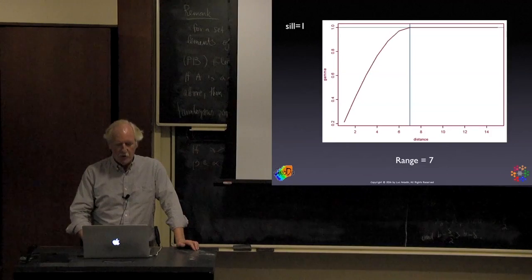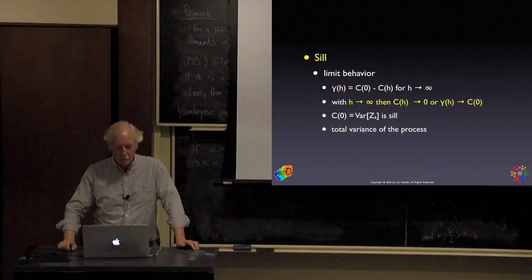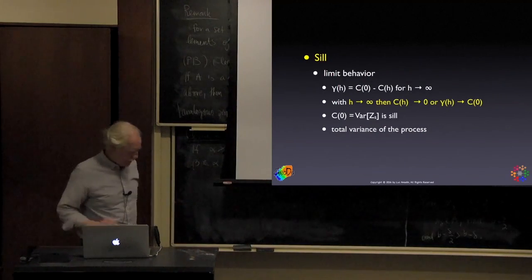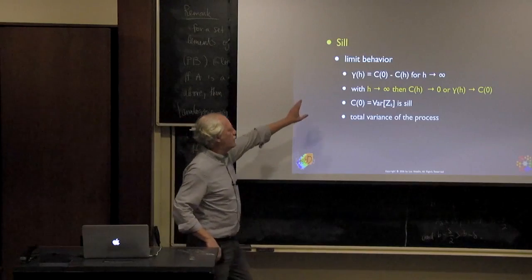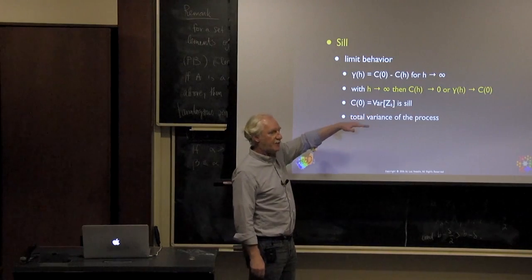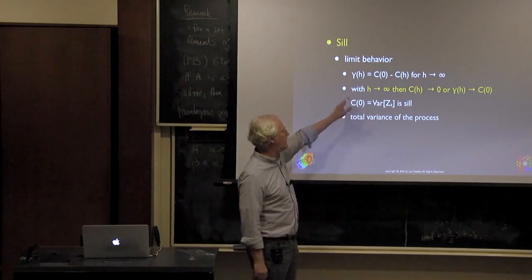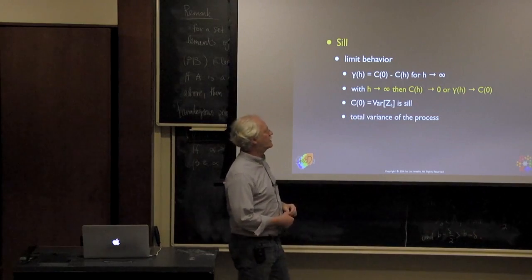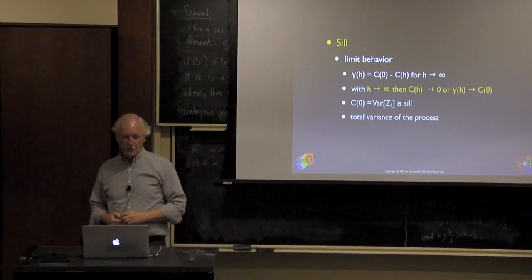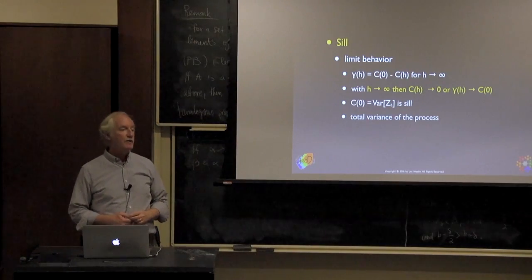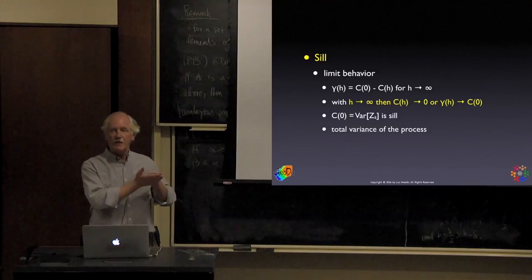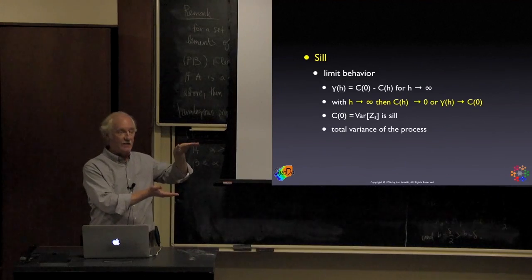Okay. So what do these things mean more formally? The sill is really the variance of the process, as I mentioned. So just to recap, we have our equation that ties everything together. As h goes to infinity, but it doesn't, it's typically not infinity, then the covariance for h goes to 0. So the remainder, the semi-variance, goes to the variance of the process. So that's the variance. The total variance of the process is actually the height of this curve once it's flat.